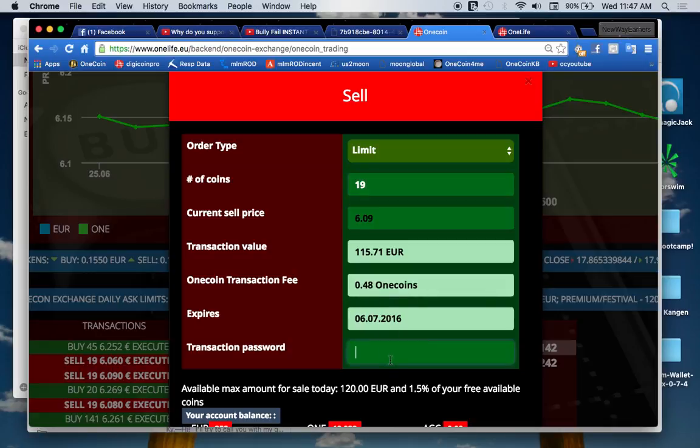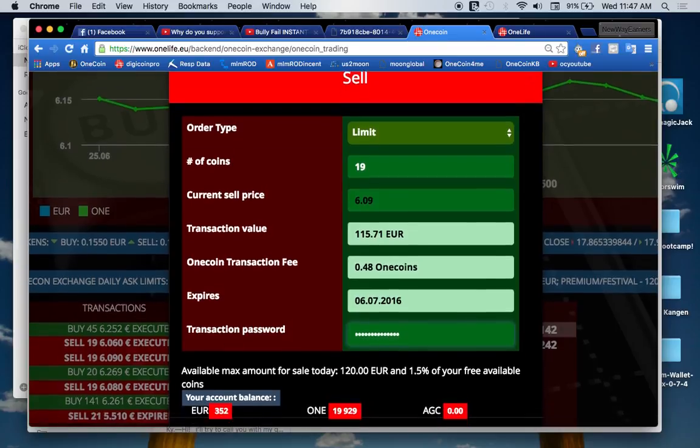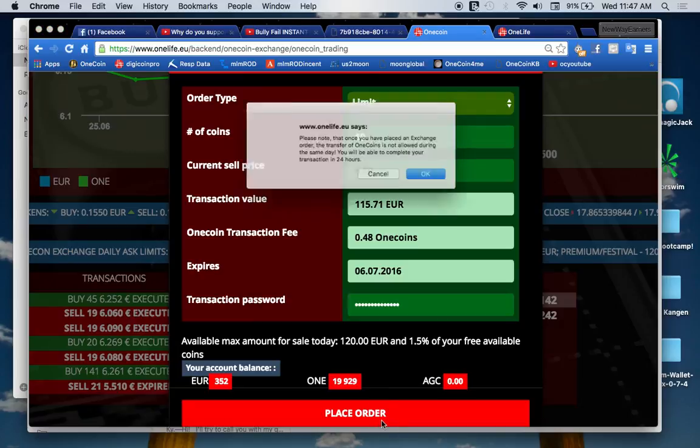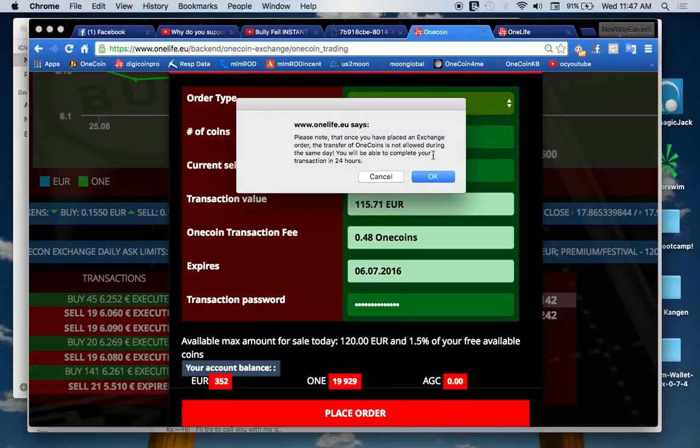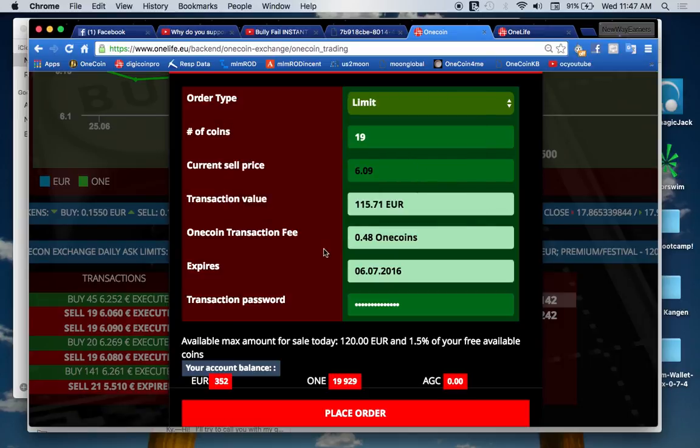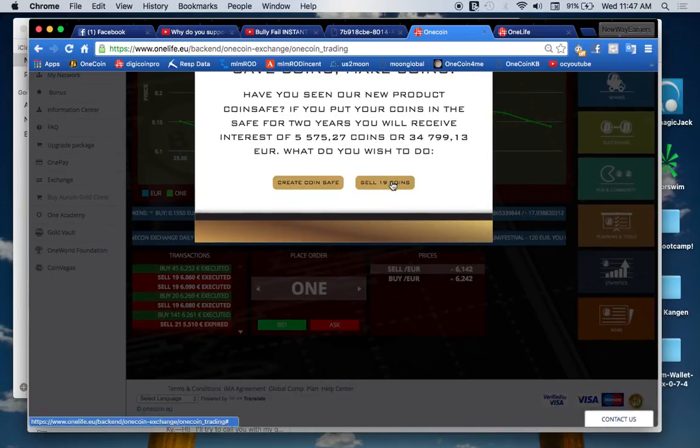So now all you do is put in your transaction passcode. I probably screwed that up. And place order. Please note that once you have placed an exchange order, the transfer of OneCoins is not allowed during the same day. Okay, all that means is that you can only do one buy and sell per day. Again, yes, restrictions. Imagine an 18-month young company having restrictions. So I'm going to go ahead and sell these coins.